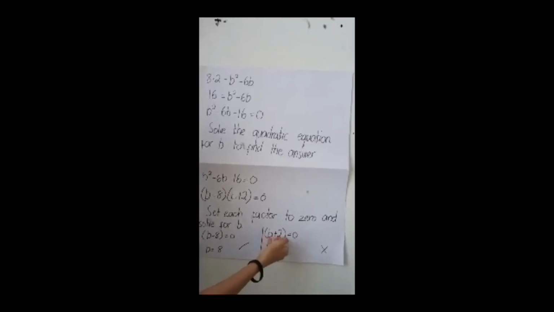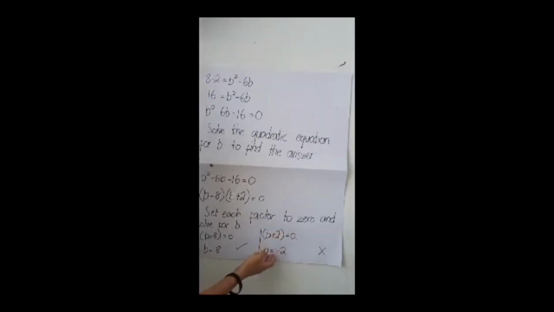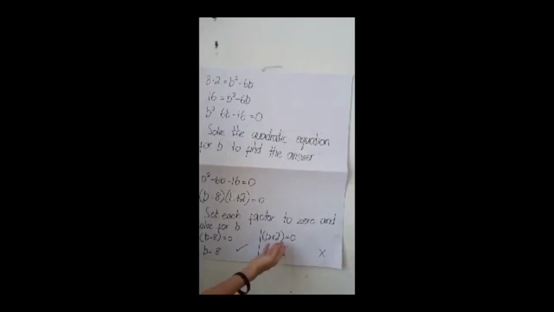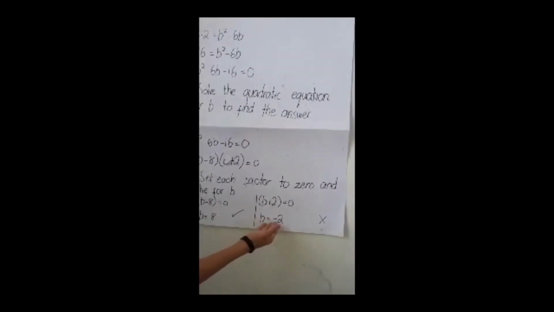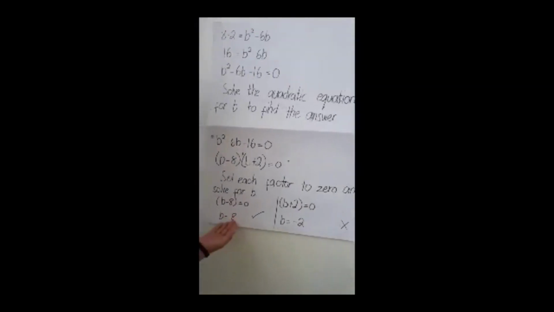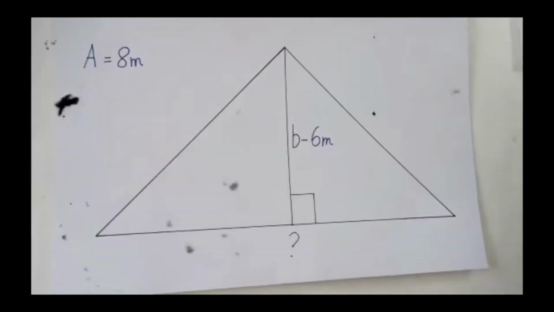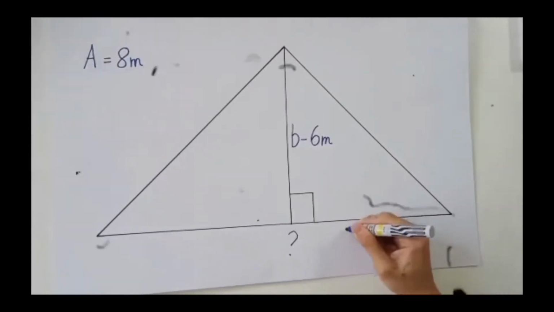So, B minus 8 equals 0. And the answer is B equals 8. And the other one is B plus 2 equals 0. And the answer is B equals negative 2. B equals negative 2 is rejected because there is a negative sign. It is rejected because in a triangle, there is no presence of a negative base. So the answer is B equals 8. So now, we found the unknown, which is 8.